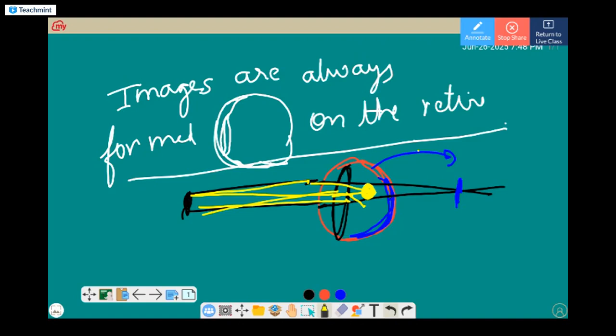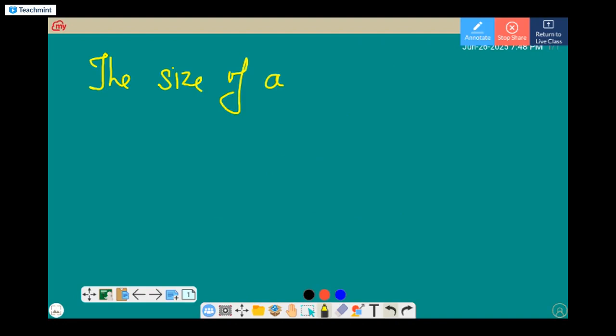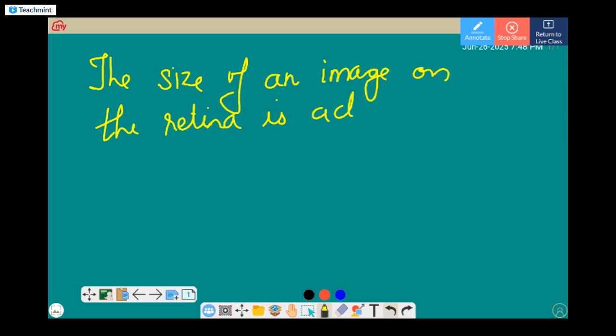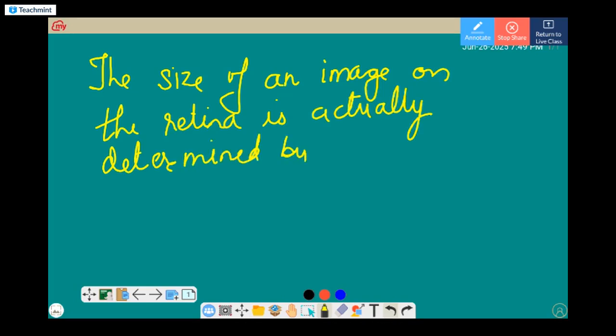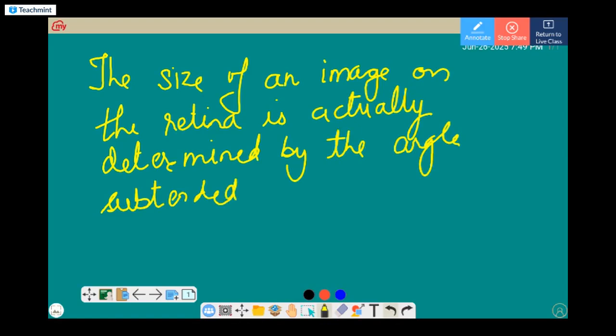You may write the next point. The size of an image on the retina is actually determined by the angle subtended by the object at the eye.